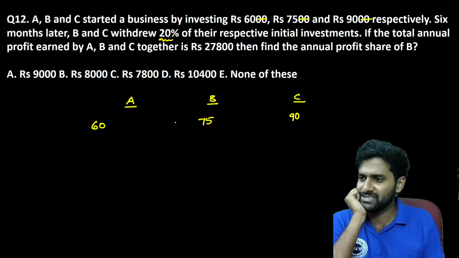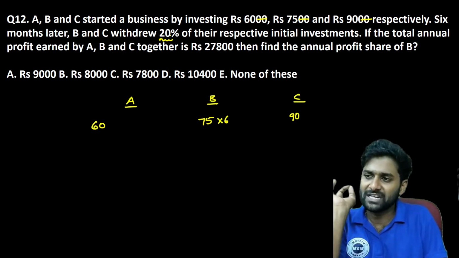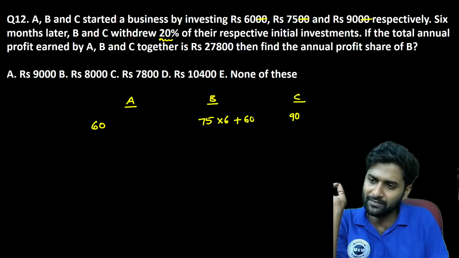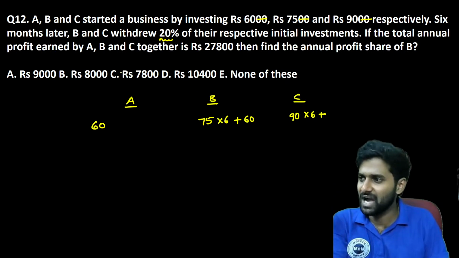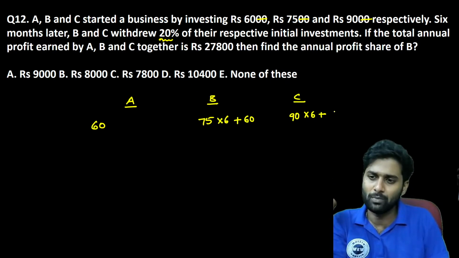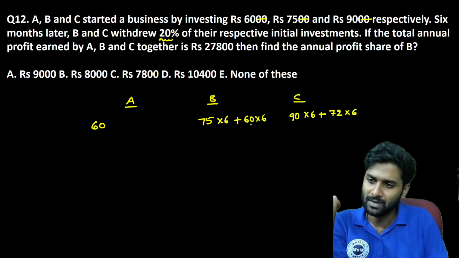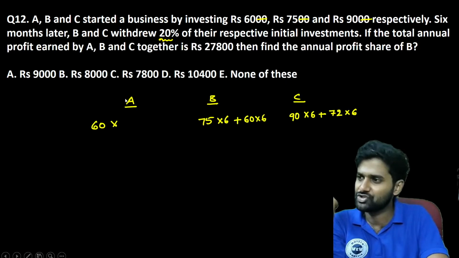Now the first person, see, after 6 months. For the first 6 months, B maintained 75 units. But now they withdraw 1/5 of the amount. If we withdraw 1/5 of the amount, it is left with 60 units. In the same way, for the first 6 months, C maintains 90 units. After 6 months, again 1/5 of the amount is withdrawn, so it is left with only 72 units for the remaining duration. And there is no change in A's investment, so A's duration must be 12.